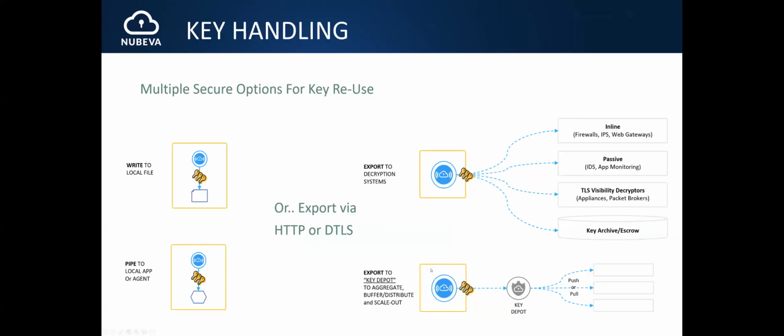We also support another mechanism for scaling and cloud applications, which is to send keys to an interim key buffer. We call it a key depot, which can be used for pull or push-based applications to allow keys to be served to multiple different systems in real time in parallel for scale out, scale up, scale down applications as well.